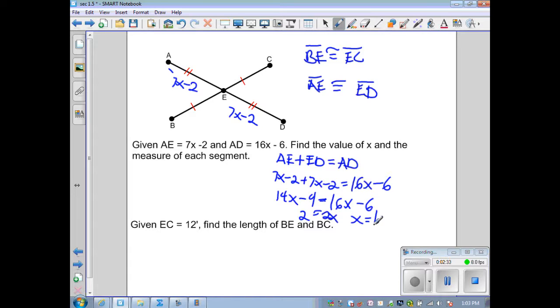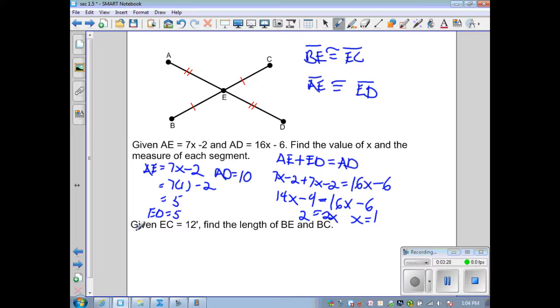Now I just need to substitute back into my problem and solve for each segment. Here, AE is equal to 7x minus 2. Substituting in 1 for x, I get 7 times 1 minus 2, which gives me 5. Therefore, AE is equal to 5. Then that tells me that ED is equal to 5. And from the segment addition postulate, I know that AE is 5, ED is 5. Therefore, AD is the sum of those values, which is 10.